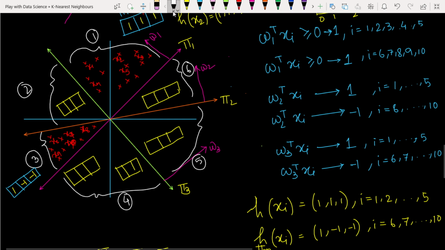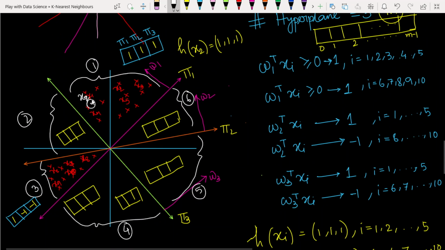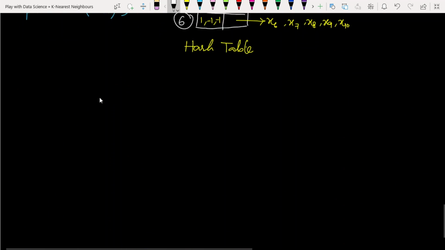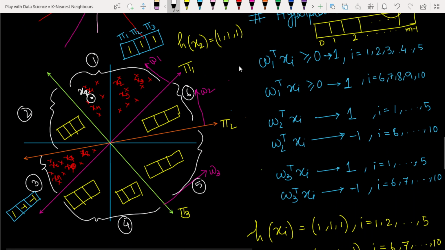For a query point we have to find its output. Suppose our query point is here, xq. So how do we calculate the output of this query point? Simple: for this query point we have to find the hash value. How to calculate it? We have to multiply xq with the hyperplanes wi.